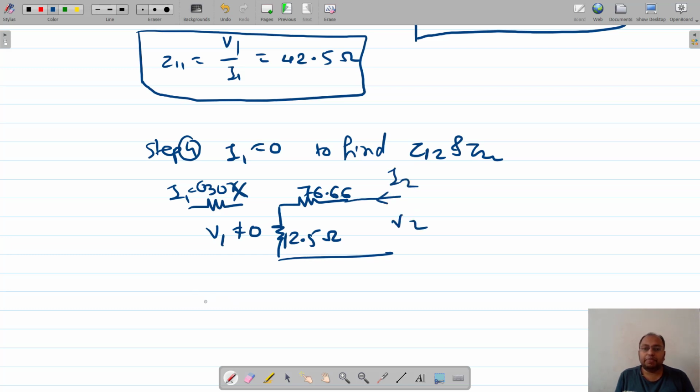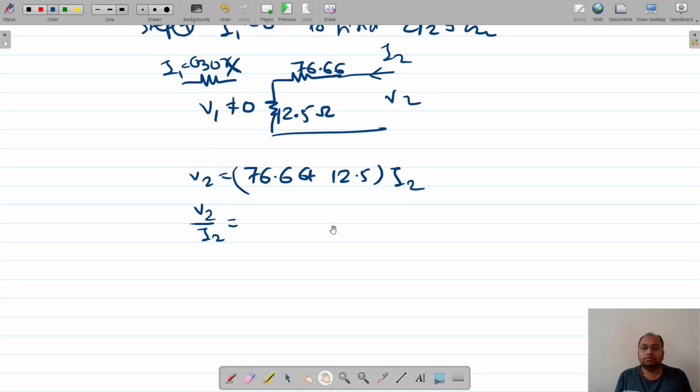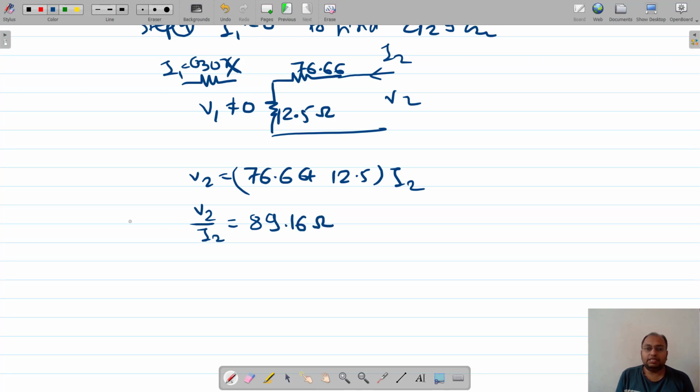So let us calculate. Applying KVL, V2 is equals to 76.66 plus 12.5 multiplied by I2. Therefore V2 divided by I2 is equals to 76.66 plus 12.5, it is coming as 89.16, and this is nothing but Z22. Are you getting it?